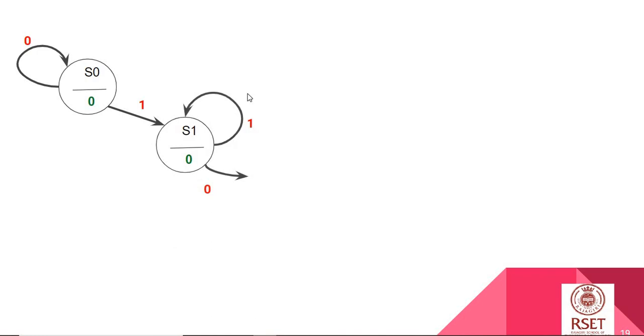So when I am at state 0, I can receive a 0, which means I'm still at the same state. I can receive a 1. So I reach the next state, S1, which is a state where I have a 1 with me. But still the output is 0 because the sequence is not completed. At that state, I can receive a 1, which still is the case where I have a 1 with me. But in state S1, when I get a 0, it means I go to the next state where I have 1, 0.